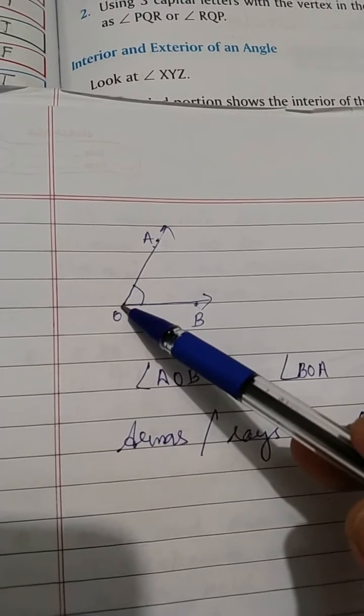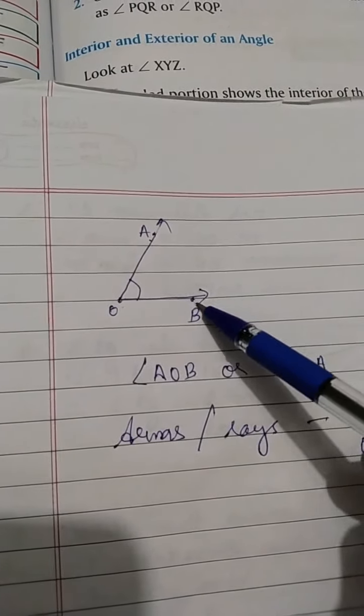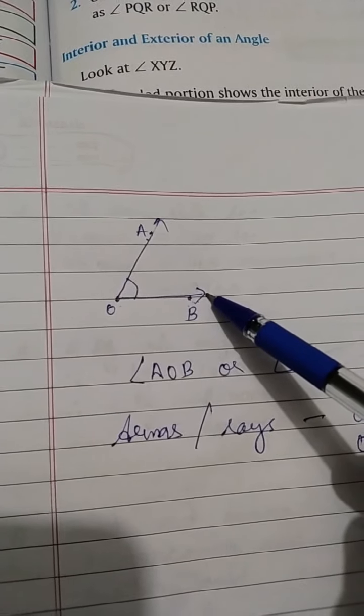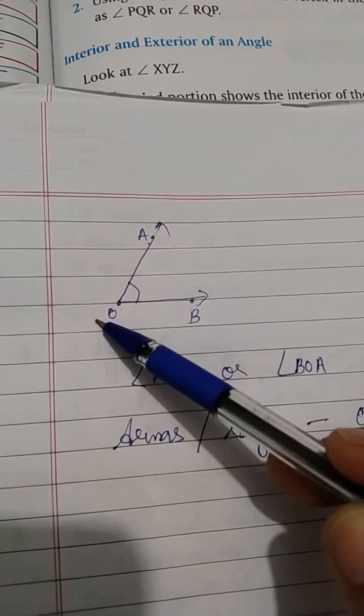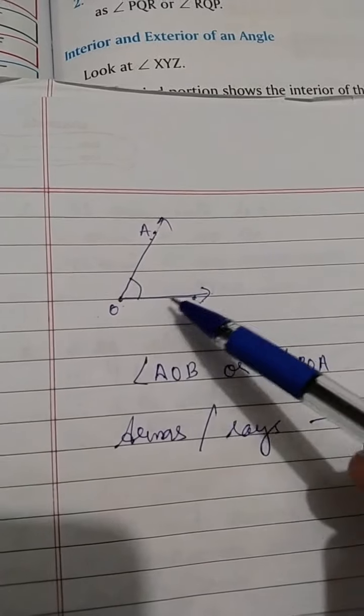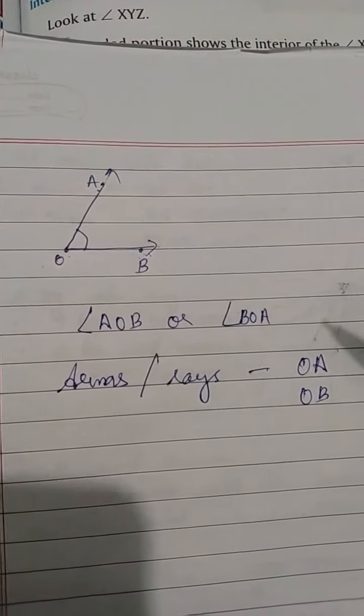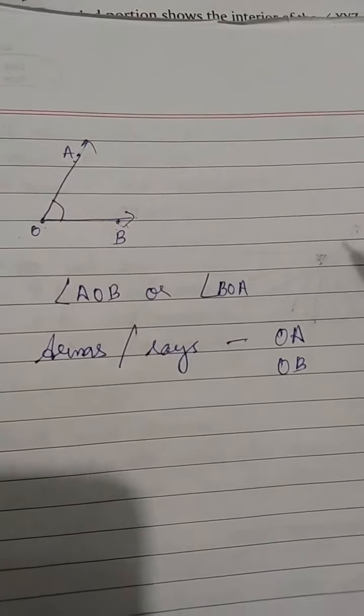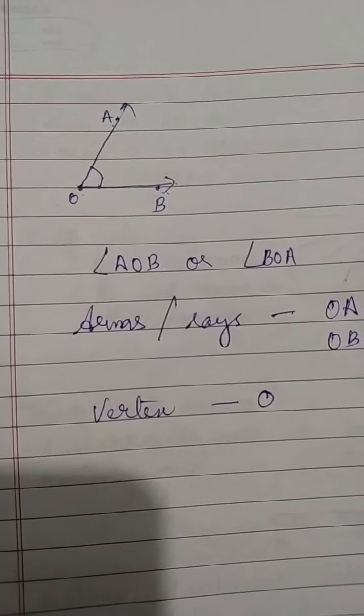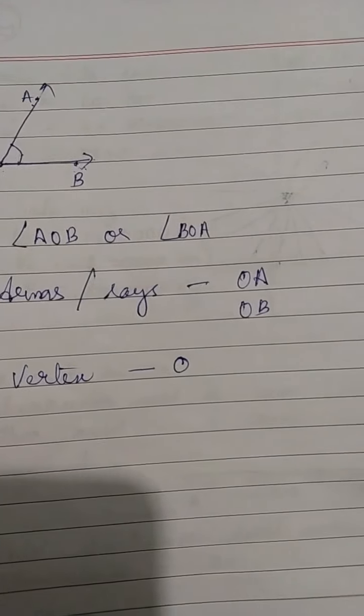Why am I naming it as OA and OB? Because O is the starting point. Because there is an arrow, so it will come afterwards. We cannot say BO. No. OA and OB are the arms. Right? So the angle is formed at O because it is a meeting point. Vertex. Every angle has a vertex. Here the vertex is O. Vertex is the meeting point.